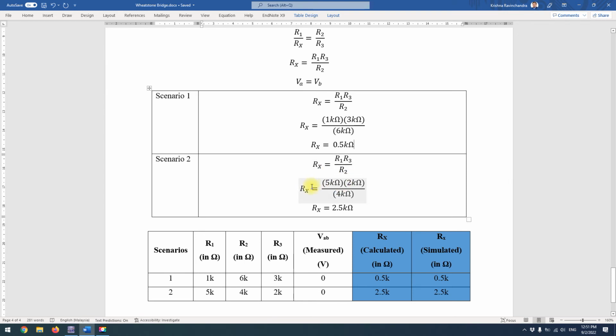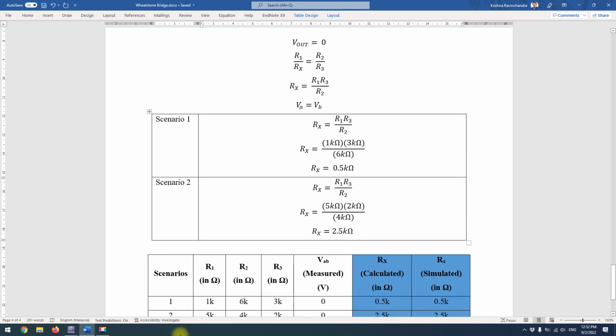For scenario 2, same thing as well. I changed the R1, R2, R3 values to be 5K, 4K, and 2K. Once I calculated, I get my Rx to be 2.5 kilo ohm. So now let's go to the simulated side.